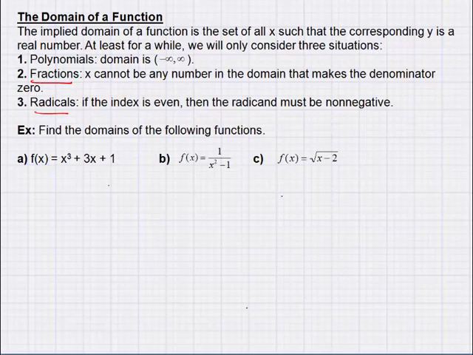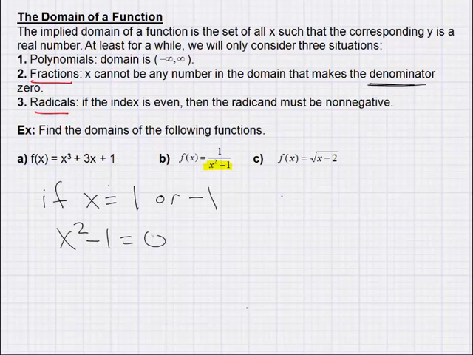One thing you understand with fractions is that fractions are really division. And when it comes to division, you cannot divide by 0. So that means the denominator of the fraction cannot be 0. Let's look at this fraction right here. The denominator, x squared minus 1. If x equals 1 or negative 1, x squared minus 1 equals 0.